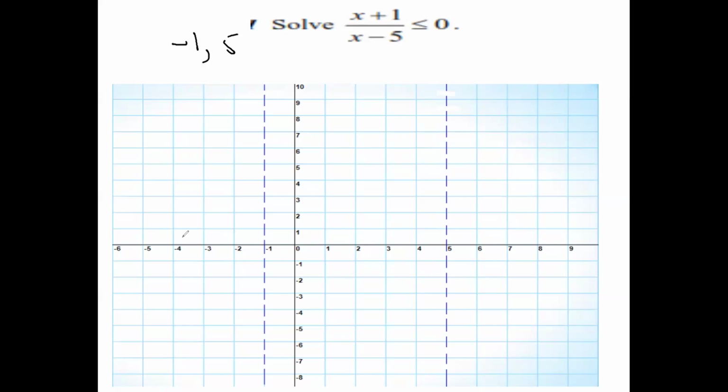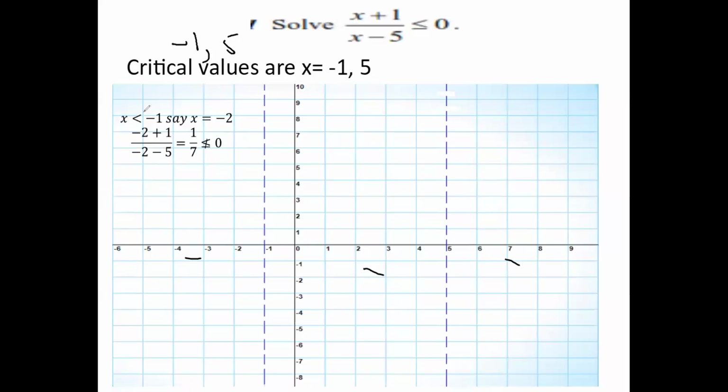So I take the number line and divide it into three sections: numbers less than -1, numbers between -1 and 5, and then from 5 and greater. And we're going to analyze what happens here, here, and here. So I'm taking a number less than -1. I say, let x be -2. Put it inside the inequality. You get 1/7, and 1/7 is not less than 0. So no, numbers less than -1 do not satisfy the inequality.